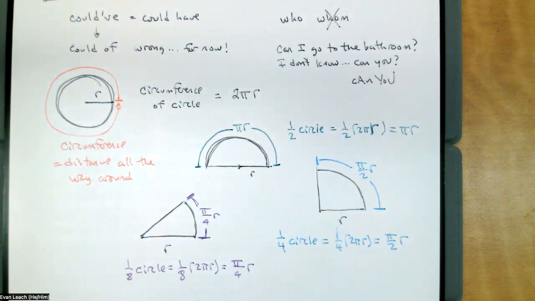So notice that we have a full circle, 2 pi times r. Half a circle, pi times r. Quarter circle, pi over 2 times r. Eighth of a circle, pi over 4 times r. Full circle, 2 pi. Half circle, pi. Quarter circle, pi over 2. Eighth of a circle, pi over 4. What are all those numbers?